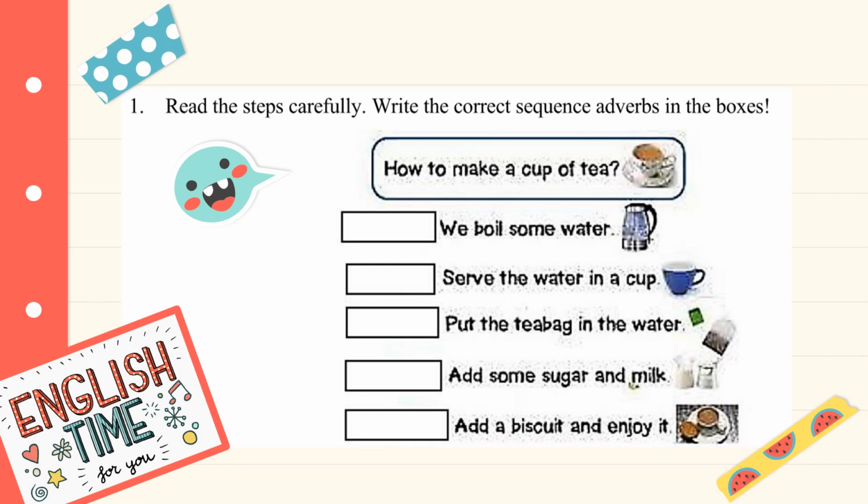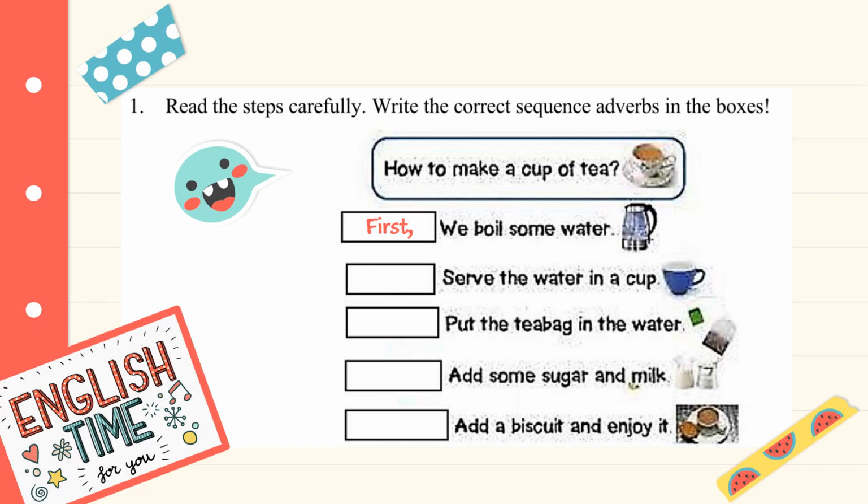Okay, number 1, read the steps carefully. Write the correct sequence adverbs in the boxes. How to make a cup of tea? Can you make a cup of tea? For the first step, what sequence adverb do you use? Yes, it's always first. First is always used for the first step. Can you use first for the second step? No. Can you use first for the last step? No. Always for the first step.